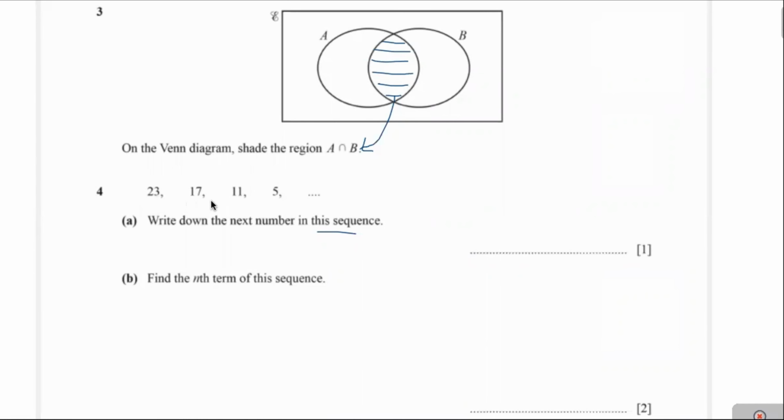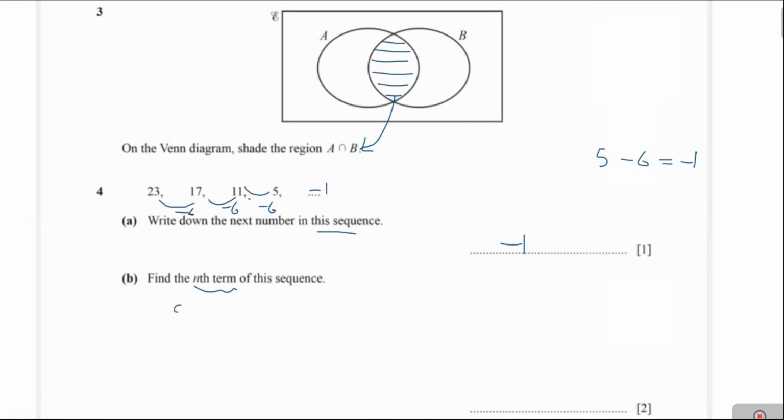Question number 4: 23, 17, 11, and 5. You see here, we get the next number by subtracting 6 from the previous number. Now you see here, 23 minus 6, we get 17. 11 minus 6 is also 5, and 17 minus 6 is 11. Therefore, we subtract 6 from 5, we get minus 1. Therefore, the next number is minus 1. This is the answer.